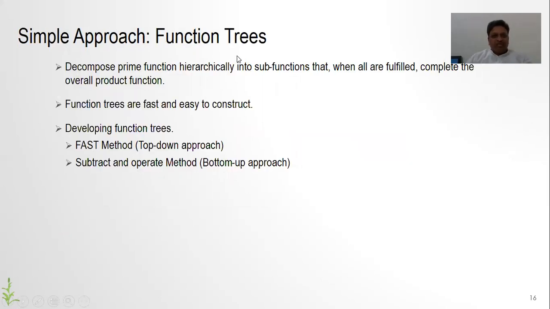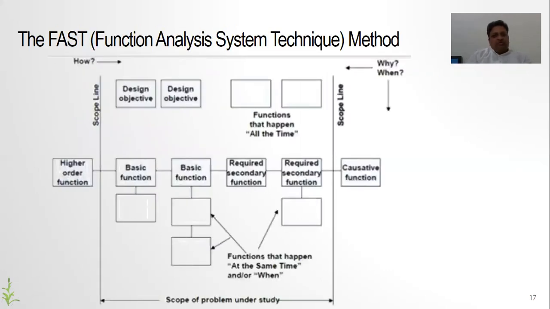A simple approach is function trees. Decompose the prime function hierarchically into sub-functions that, when fulfilled, complete the overall product function. Function trees are fast and easy to construct. So, developing function trees: FAST is a top-down approach, and SUBTRACT is a bottom-up approach. What is FAST? FAST is the Function Analysis System Technique method.